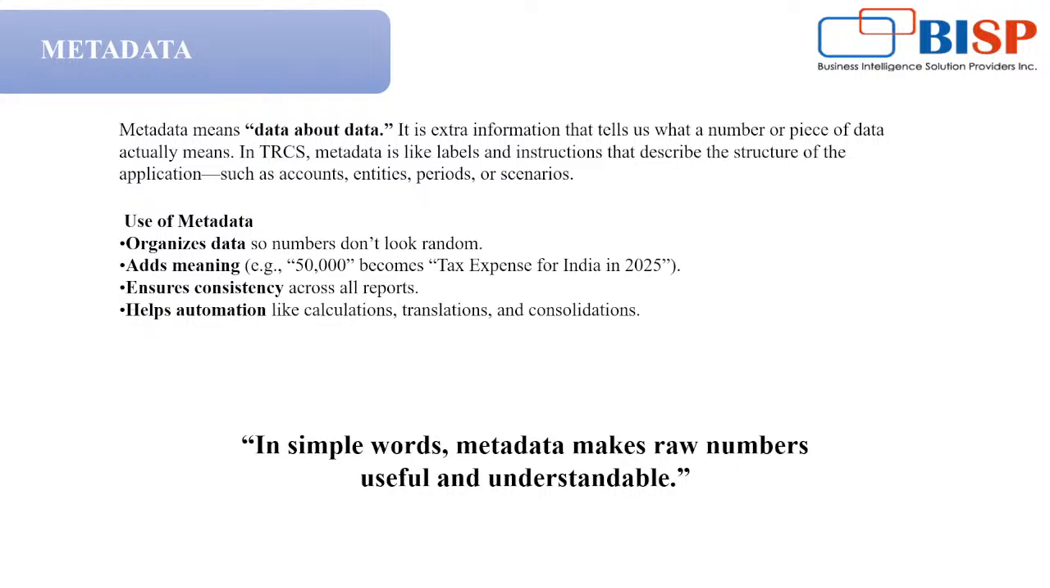Similarly in TRCS, we have taken an example of 50,000 tax expense. So here the data equals tax expense, that is 50,000. The metadata is that the entity is India, the period is FY 2025, the account is current tax or the tax expense, the scenario is actual, and the amount is 50,000. So here we have all the information about where the data is from, from which year, for which period, from which organization and which subsidiary.